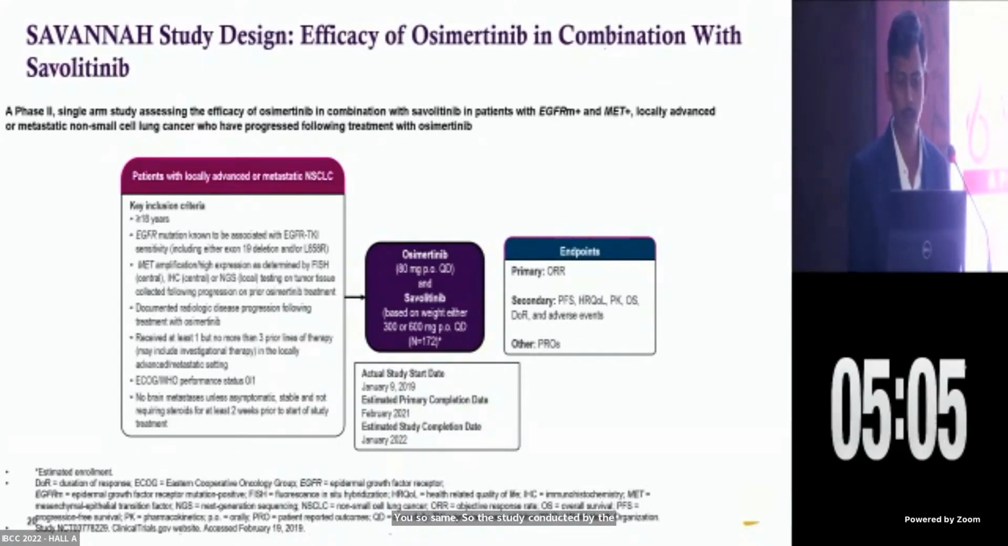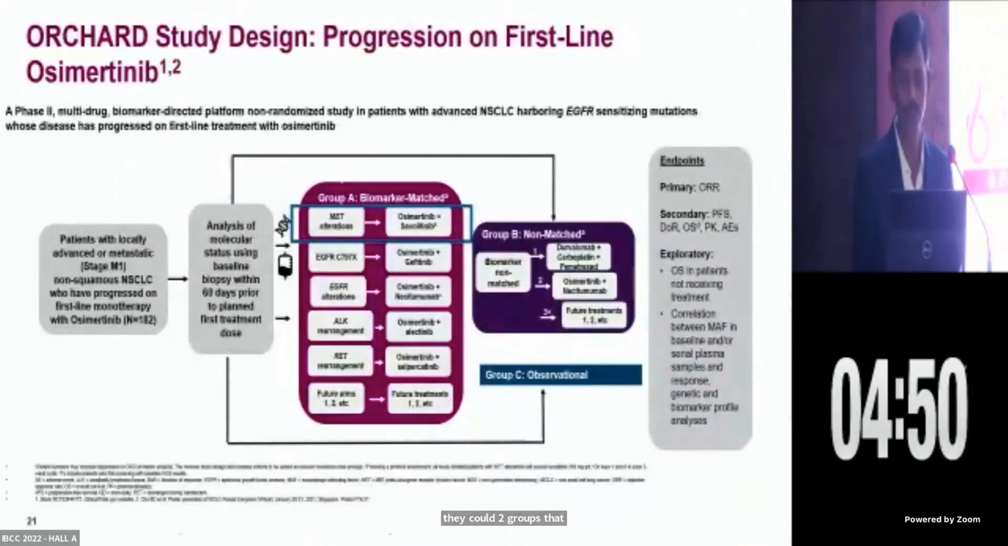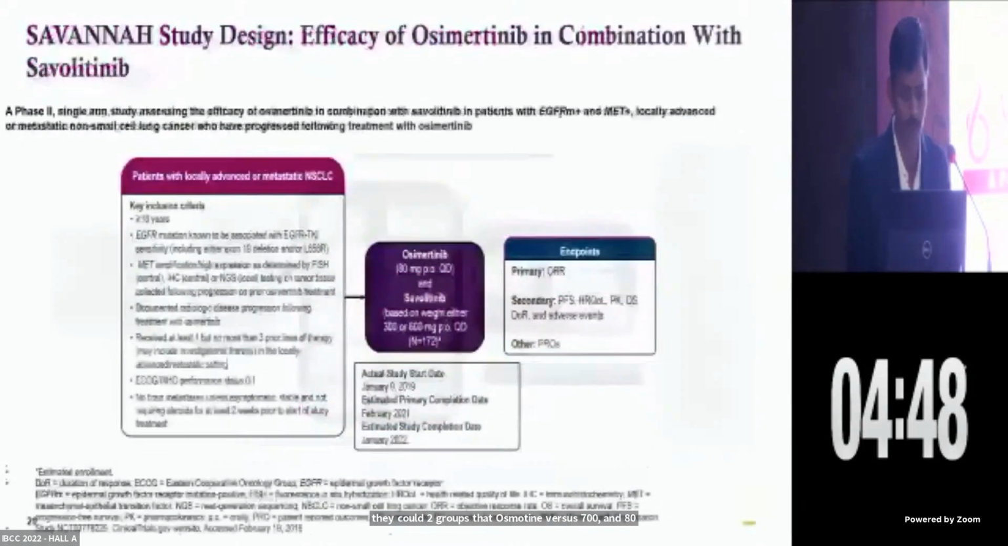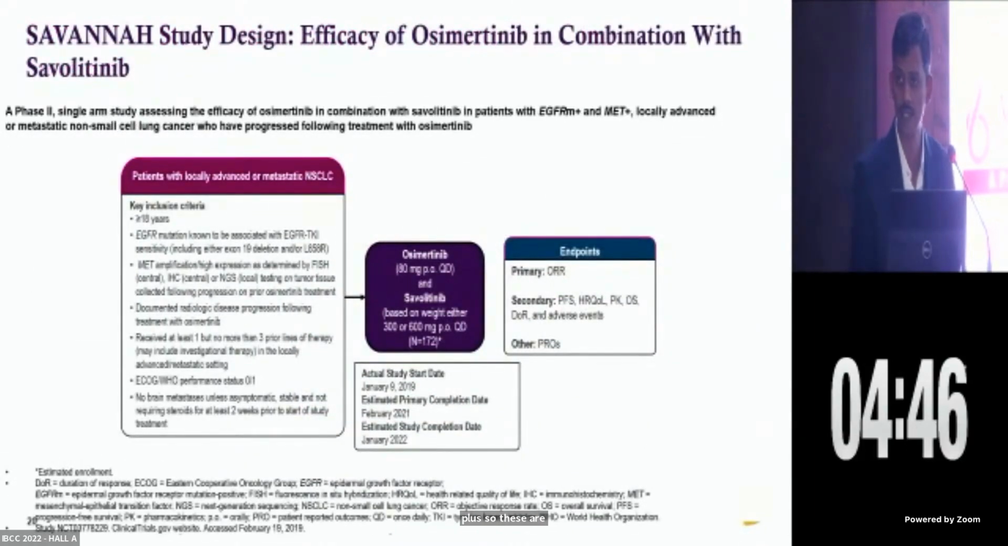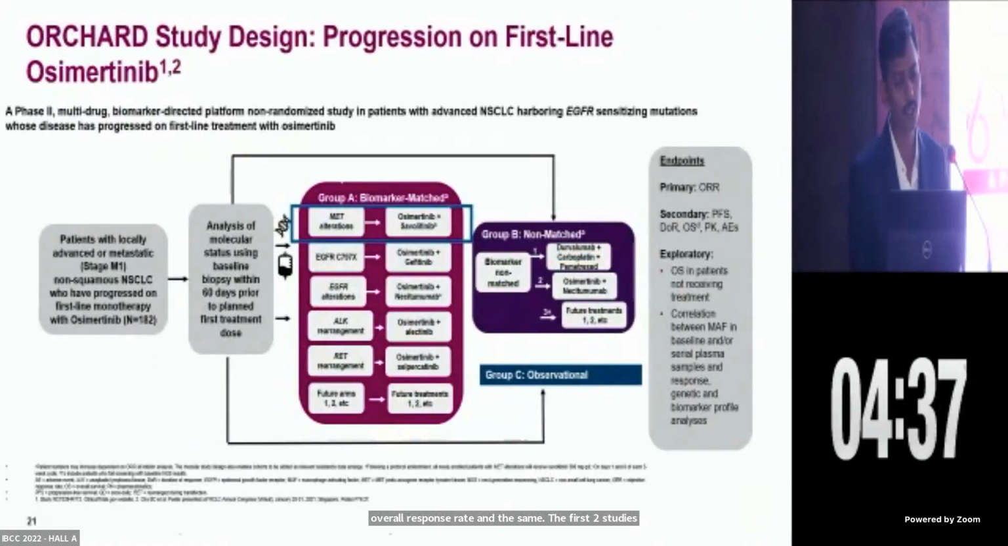These are patients who progressed on osimertinib with EGFR exon 19 mutation or L858R. There were two groups, osimertinib versus savolitinib plus osimertinib. This study showed around 49% overall response rate, and the phase 3 study is ongoing. Another study is the ORCHARD study.